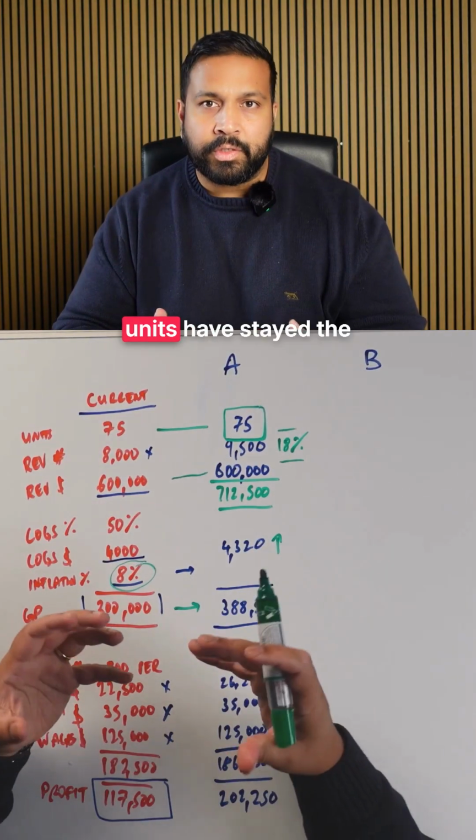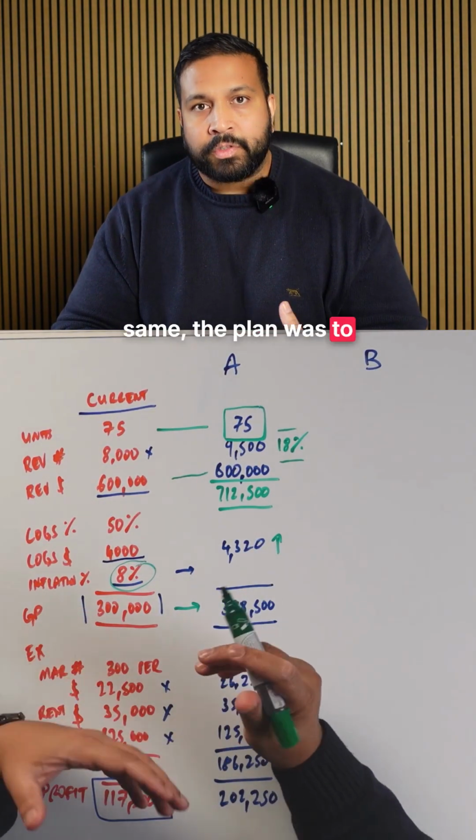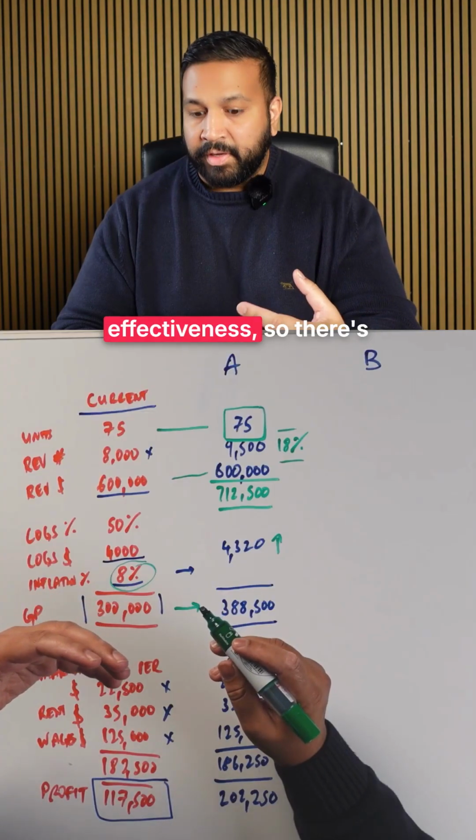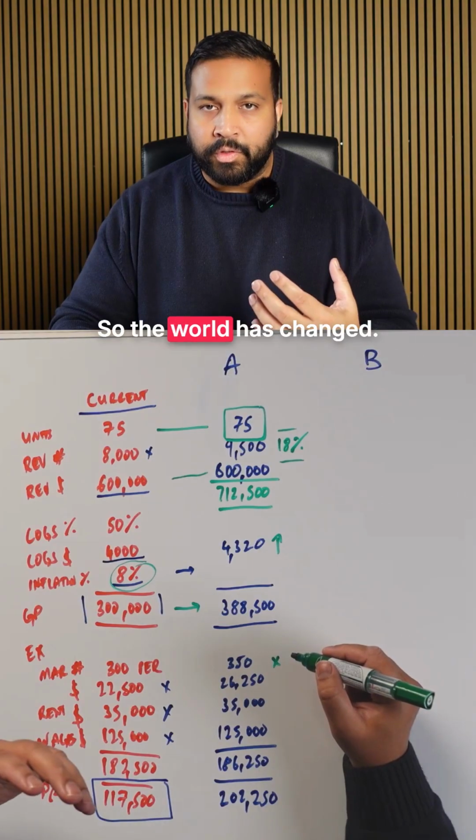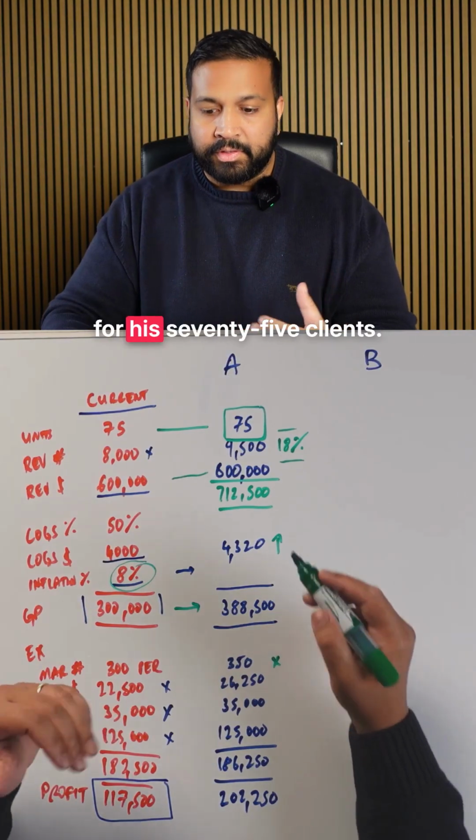Now, because his units have stayed the same, the plan was to not increase operational effectiveness. So there's been a bit of a leakage in terms of marketing. So the world has changed. It's been more competitive for his 75 clients.